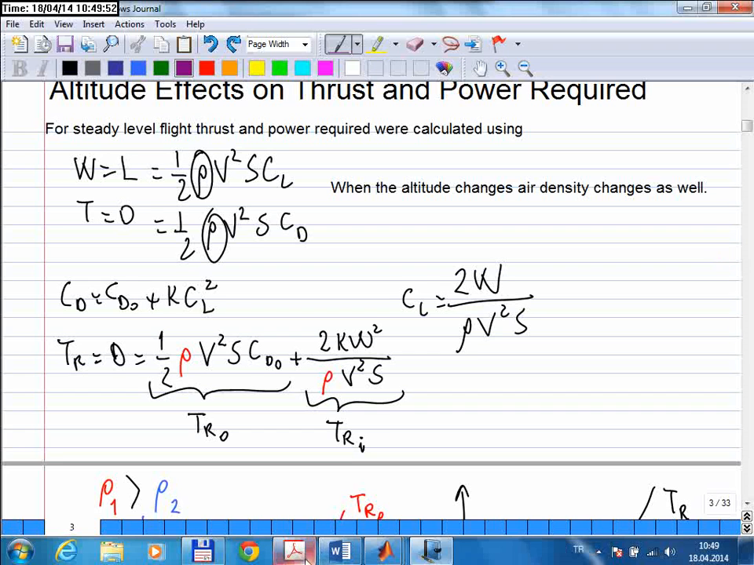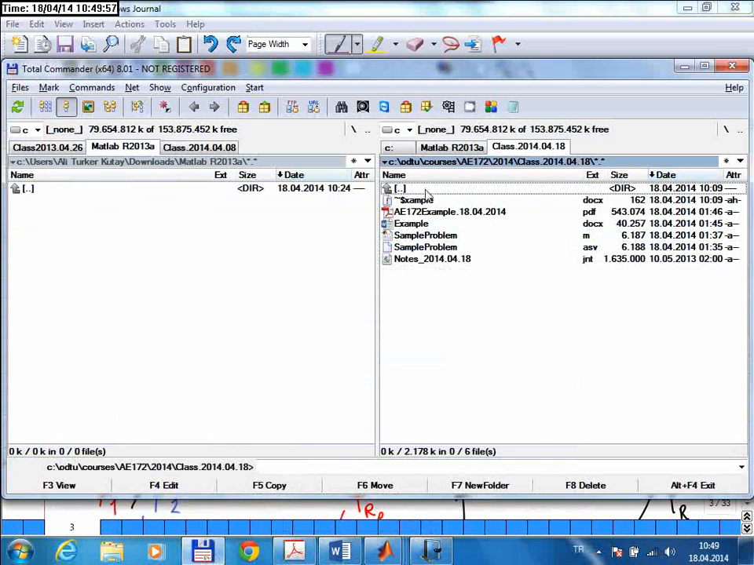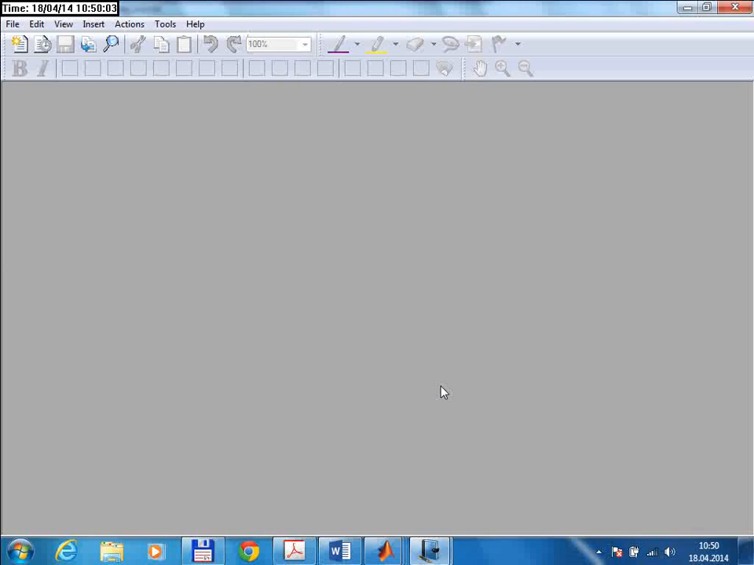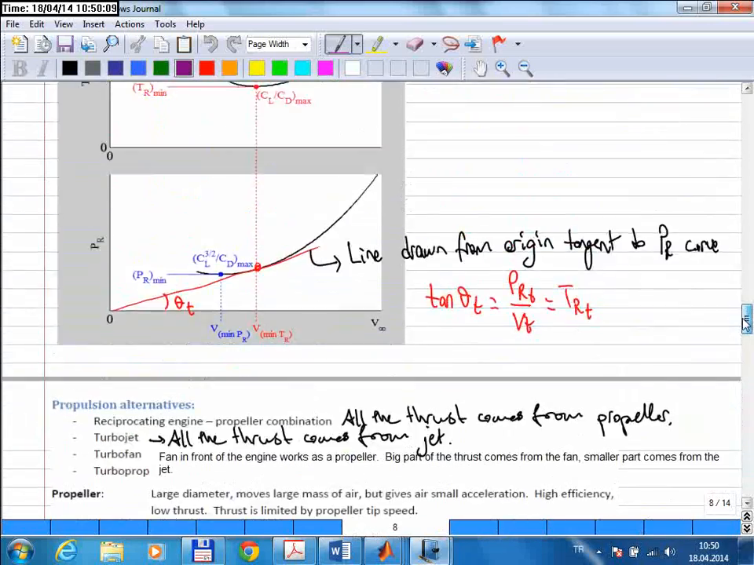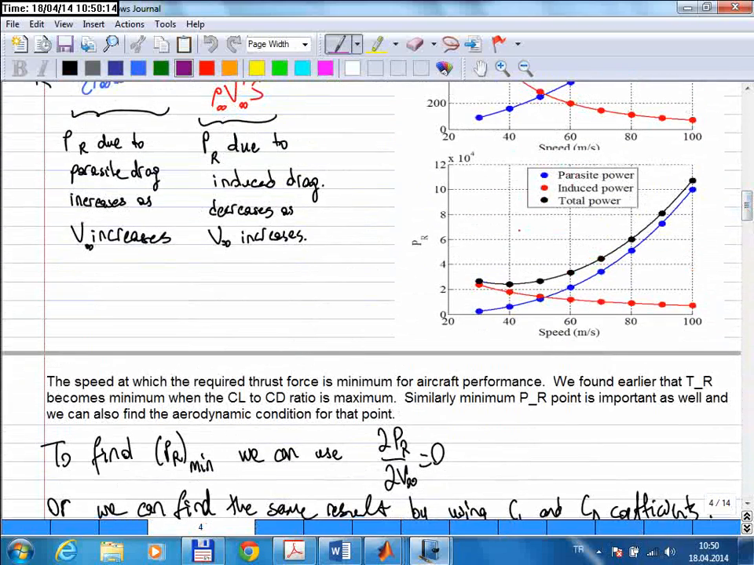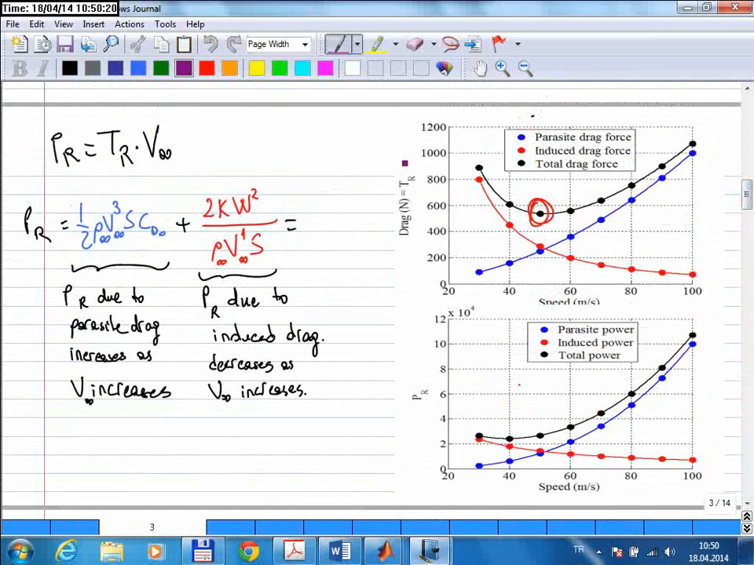So let's start with what we were talking about on Tuesday. Let me go back to the 15th of April. Previously we had talked about the thrust required for an aircraft during a steady level flight, and thrust required is nothing but the aerodynamic drag force for that flight condition. This drag force changes with the speed of the aircraft, and the relation can be seen in these equations.